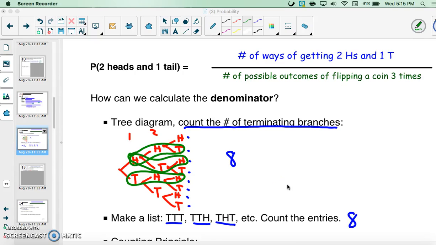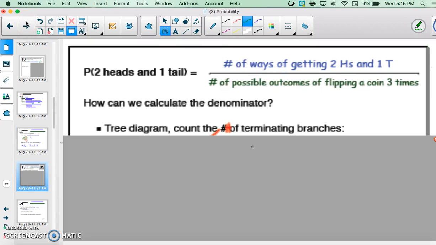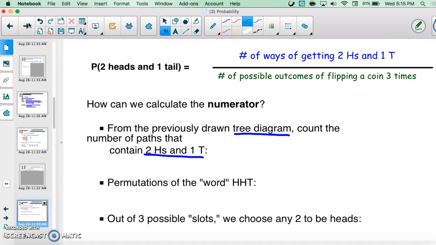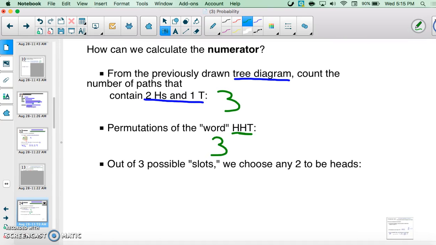So the last thing we saw before it cut me off was that we had 3 different options for 2 heads and 1 tail. So if we're looking at this, we had 3 different options. You also could write them all out and look at the HHT different combinations, which you should also see 3 different combinations.